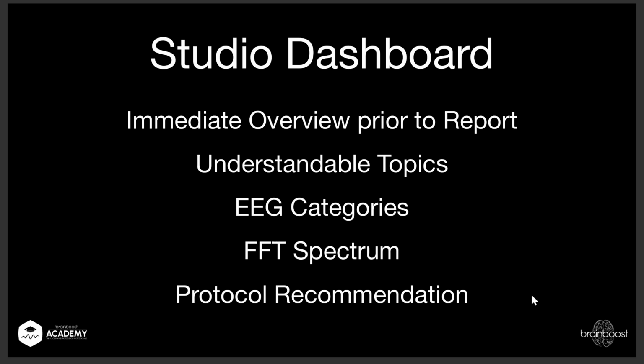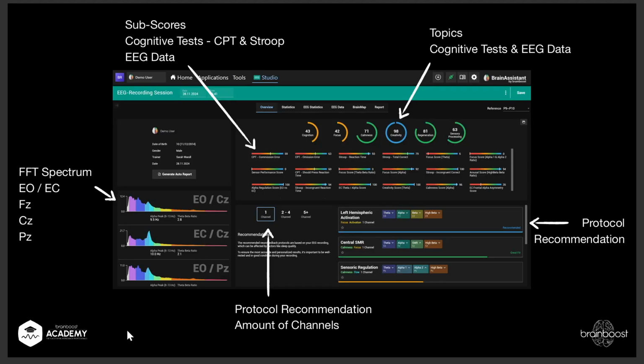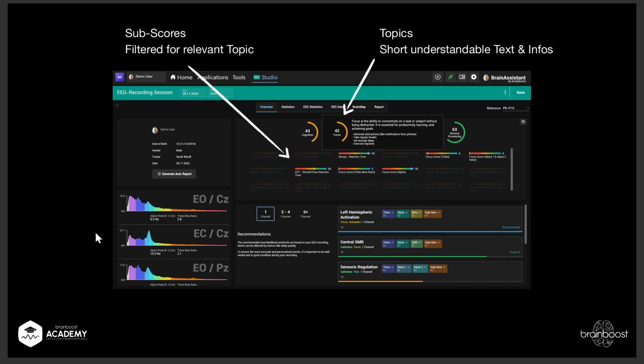Of course, be careful with that. It's automatically created, so you need to take into account how the sleep quality is and what the client reported to you. Of course there's more to that than just following this, but I think it is a very nice feature. So we talked about this. You have the subscores, you have the topics, and here it is very important to filter how many channels you want in the protocol recommendation, and you see the spectrum of the frontal, central, and parietal lobe. When you hover over a topic, it also gives you the first hints, but I think this is also self-explanatory when you work with it.